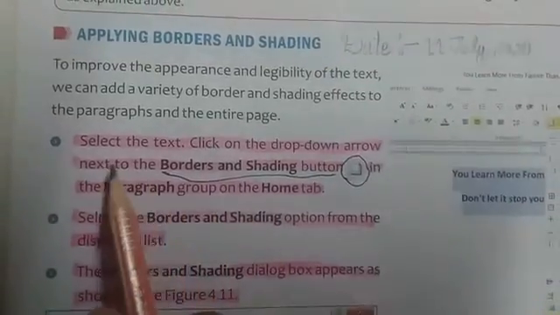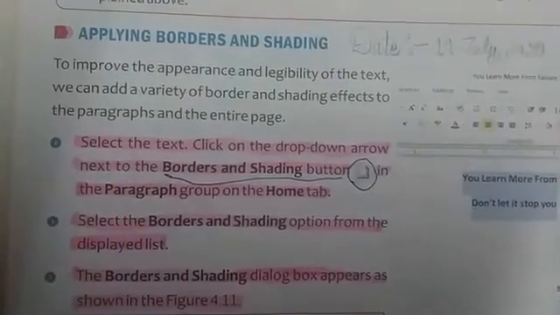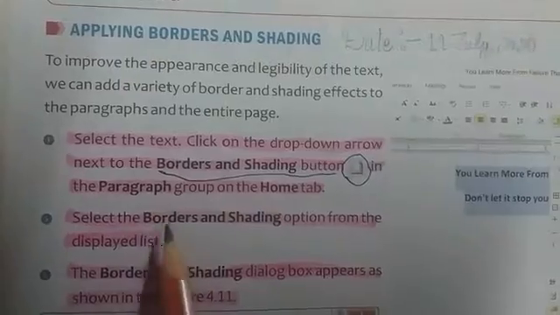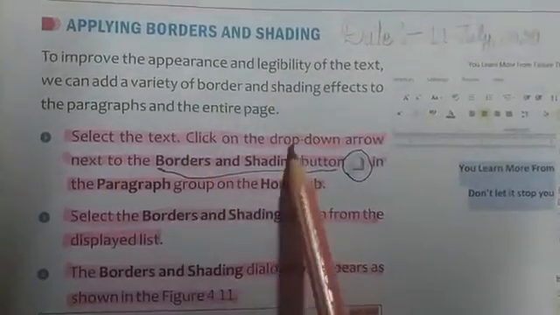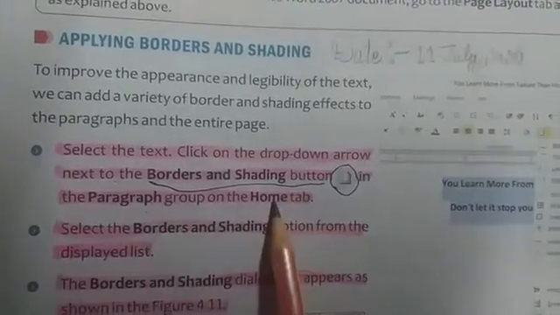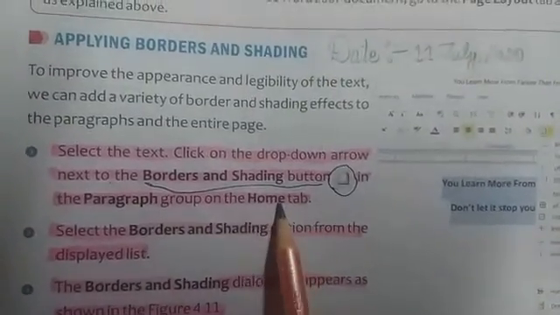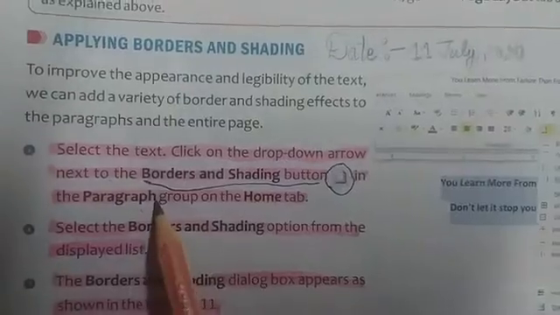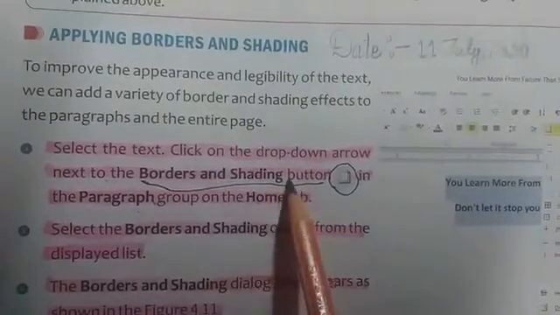So the first step is how you can insert borders and shading effects. Select the text and click on the drop down arrow next to the borders and shading button in the paragraph group on the Home tab. So you have to choose the Home tab, and in the paragraph group you will choose the border and shading button. This one is the border and shading button.